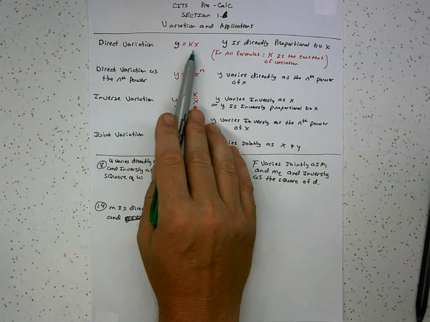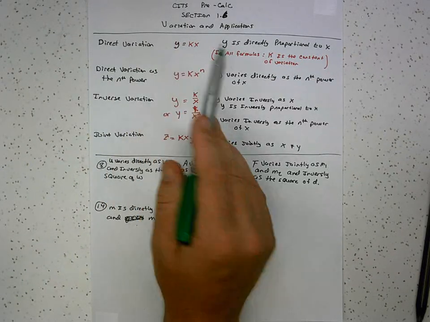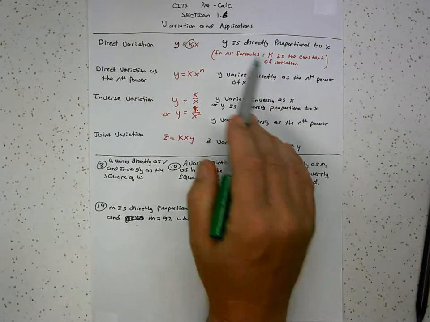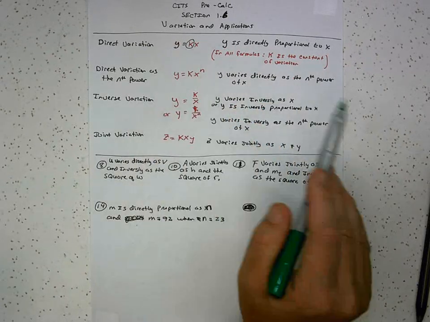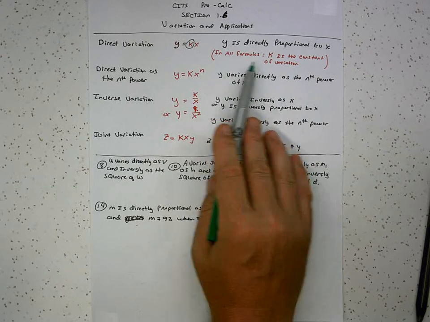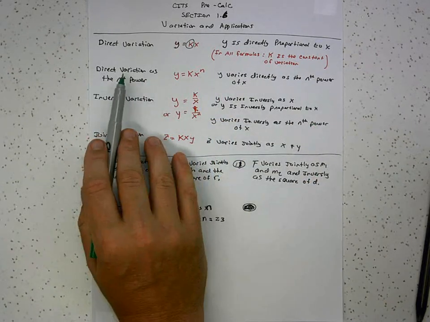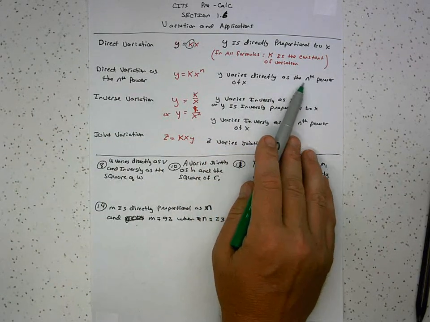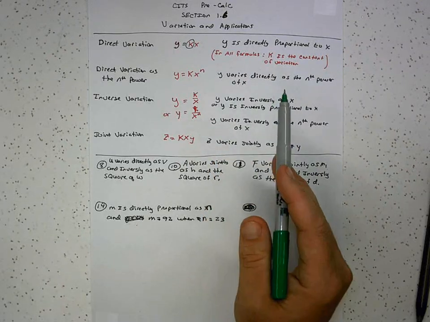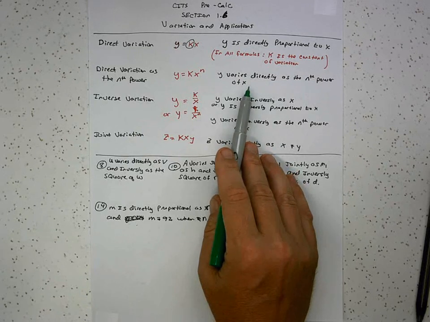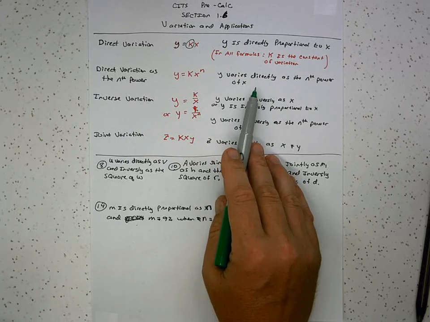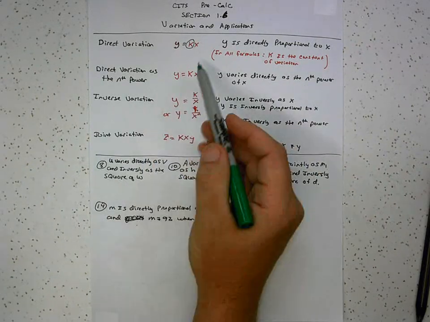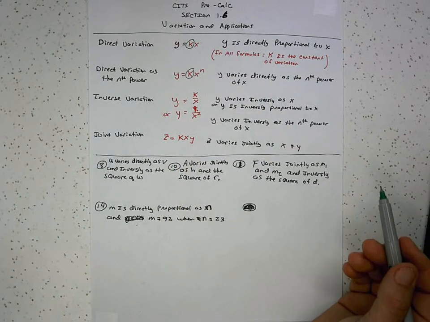Direct variation is any equation that can be written in the form y equals kx, where k is a constant called our constant of proportionality. Y is directly proportional to x would lead us to y equals kx. And again, in all formulas, k is a constant of variation. Now, direct variation as an nth power would read y varies directly as the nth power of x. So they'd say something like y varies directly as the height to the fourth power. That would be read as y equals k x to the n. Remember, k is in every one of these. That's our constant that we're trying to find.